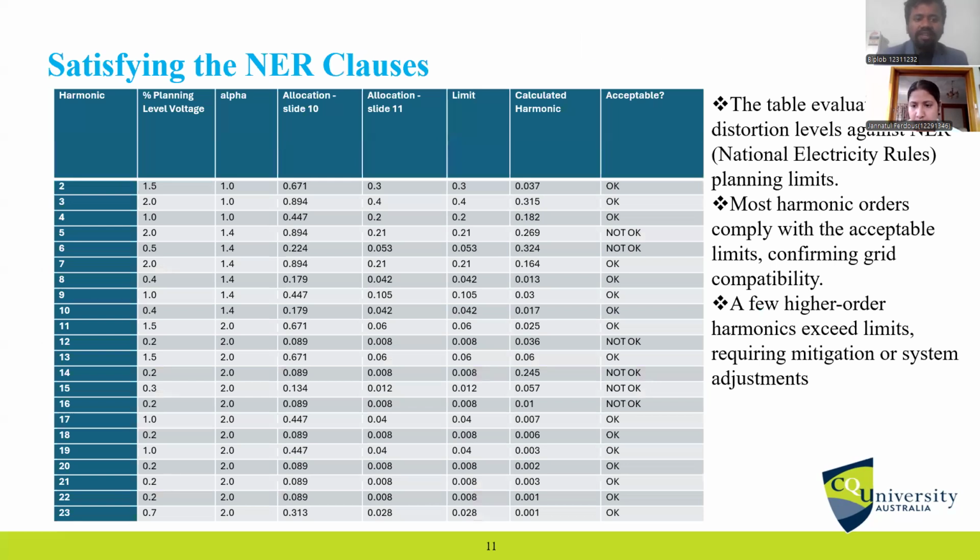After integrating the PV farm, we analyzed harmonic distortion to evaluate power quality. Most harmonic levels were within the NER limits, confirming good inverter performance. A few higher order harmonics were slightly above the standard range, which can be mitigated with harmonic filters or fine tuning of the inverter settings. Overall, the system maintained a clean, grid compatible voltage waveform.